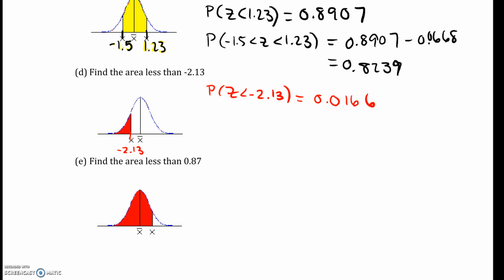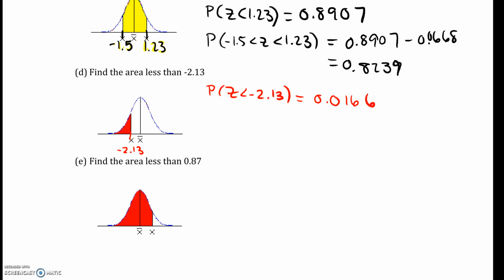The probability that z has a value of less than negative 2.13 is 0.0166. The probability that any of my data values fall more than 2.13 standard deviations below the mean is 0.0166. That value can be interpreted all those different ways.